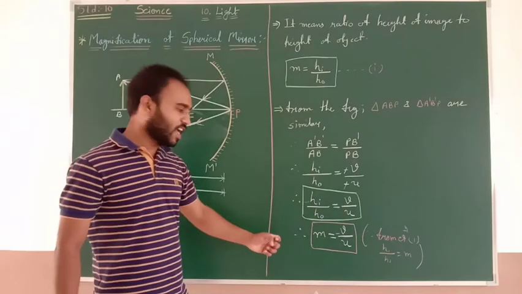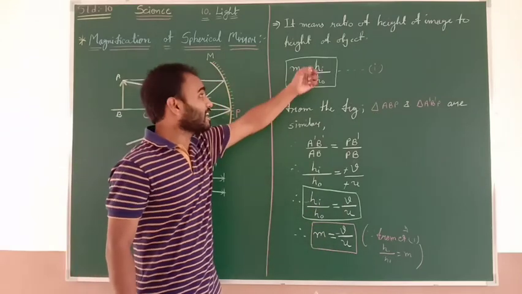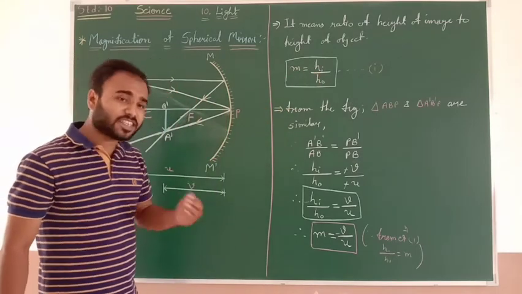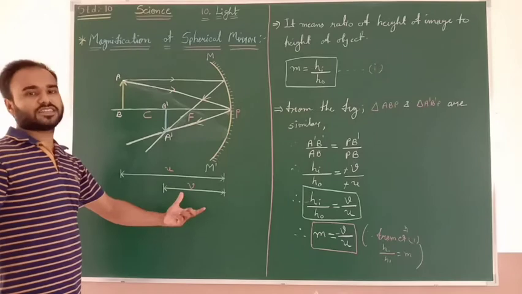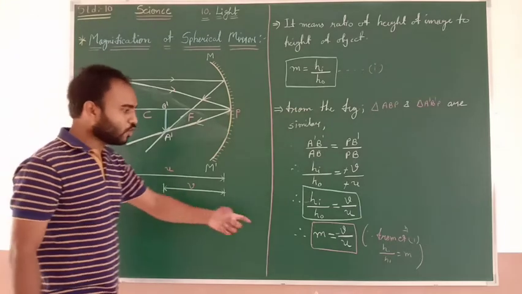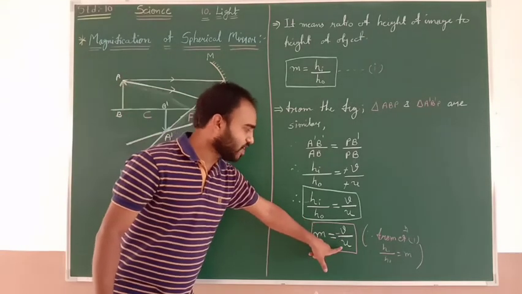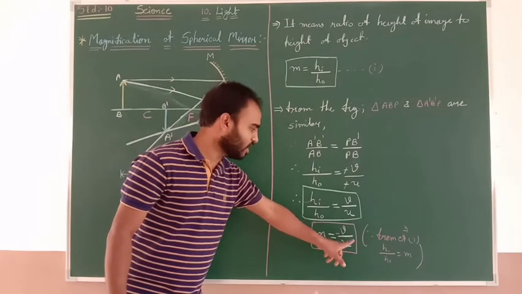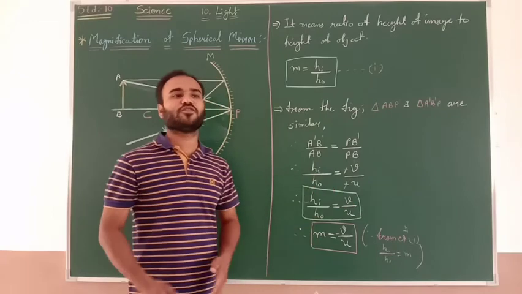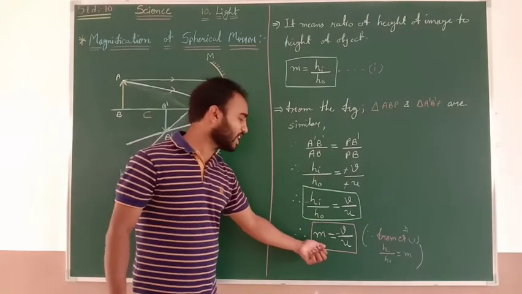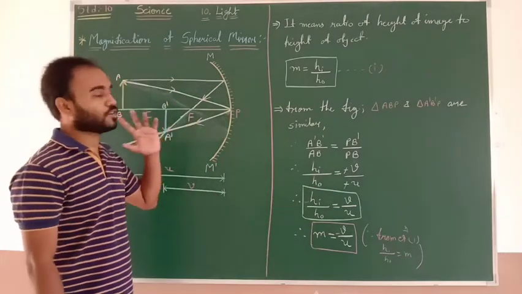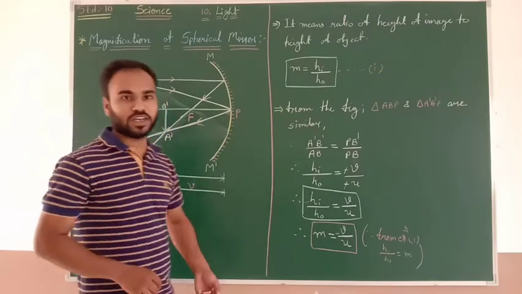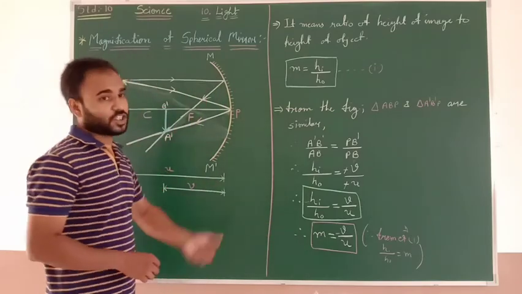But when we need to find magnification and the heights of image and object are not given, and instead image distance and object distance are given, we need to put the sign and use the formula minus V by U, put the values of V and U, and we will be able to find the value of magnification for a spherical mirror. This many things were there for magnification of a mirror.